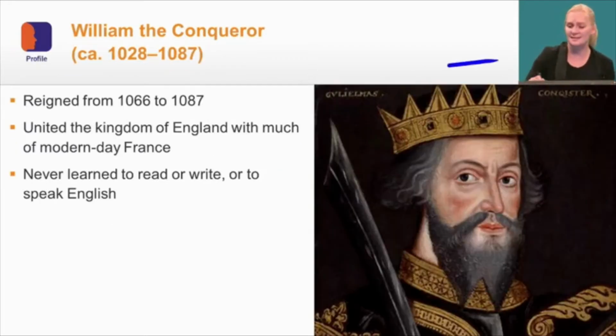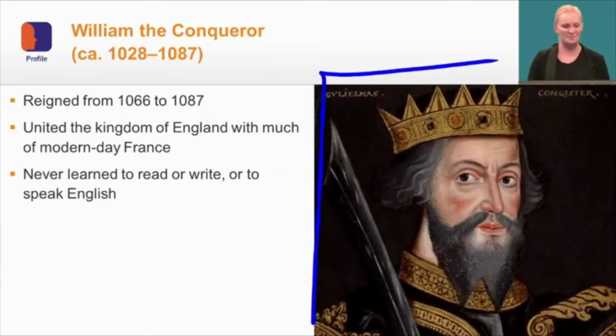Now, this is William the Conqueror here. He reigned from 1066 to 1087, and he united the kingdoms of England with much of modern-day France, and that's important to remember. England is where he conquered and what he took over, and France is his home country. He never learned how to read or write or how to speak English. He spoke French primarily, and that's all that he spoke throughout his reign. But he is attributed with bringing together England and France.